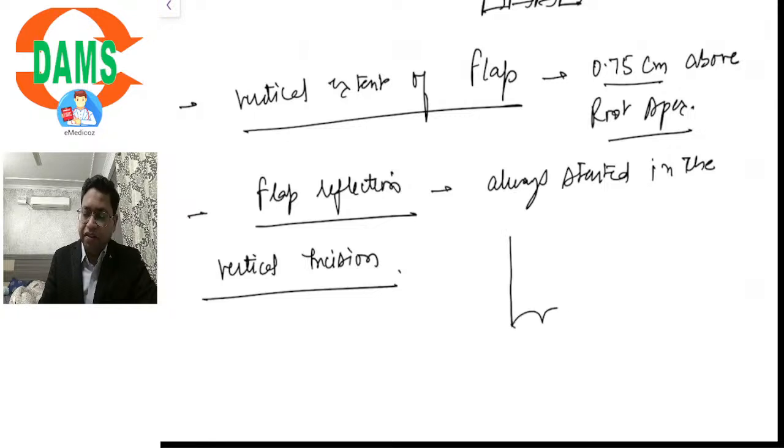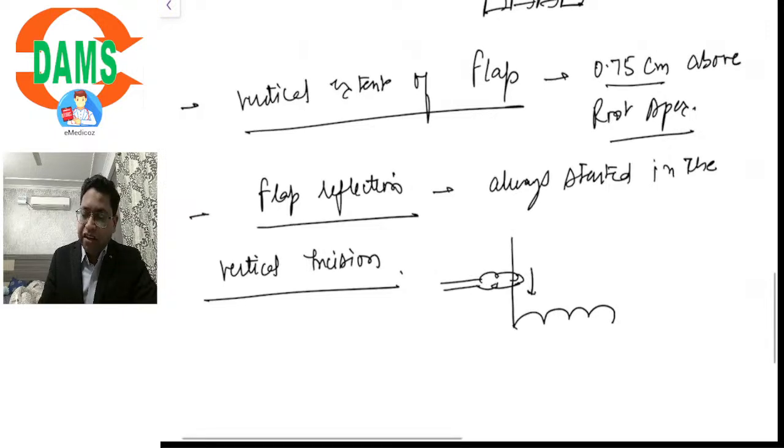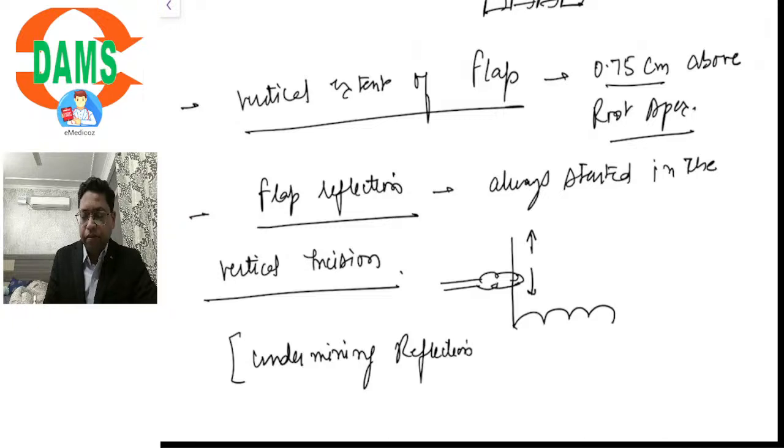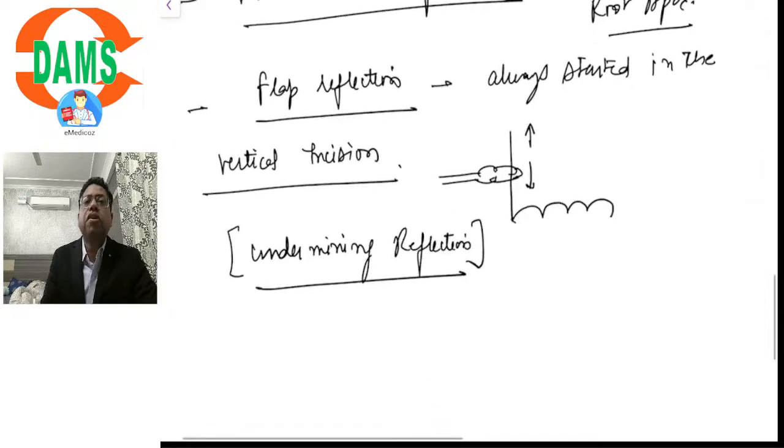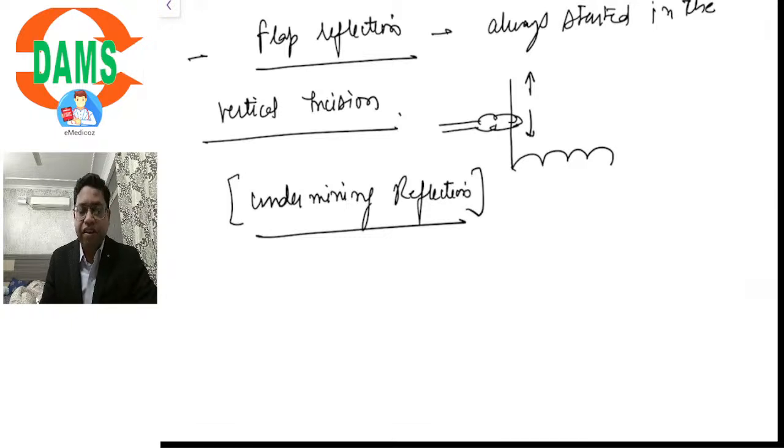If this is a flap design, whether partial thickness or full thickness, we would insert the periosteal elevator inside the vertical incision and extend it apically and coronally. Okay, this is called undermining reflection. This type of flap reflection is called undermining reflection of the flap. Never started in the horizontal incision but in the vertical incision. These are the important points to be remembered for the flap design.